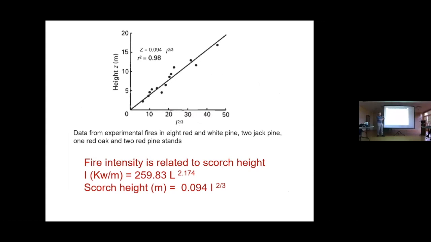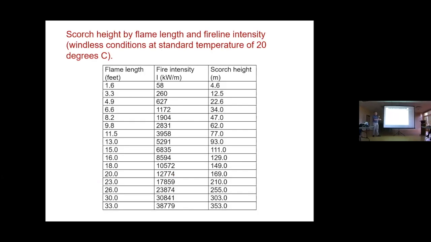And here the intensity of the flame is such that you could step on it. It's 6 inches high. In the middle here, you're talking about flames that are probably 4 or 5 feet, and over on this side, you're talking about flames that are 30 or 40 feet, just the actual flame. And what is the scorch height? Well, here's the chart. If the flame length is 1.6 feet, the scorch height is about 4.6 feet. If the flame length is 11.5 feet, the scorch height is 77 feet. And for a 30-foot flame, you're going to scorch 300 feet high.